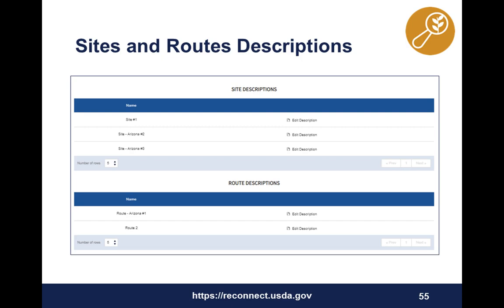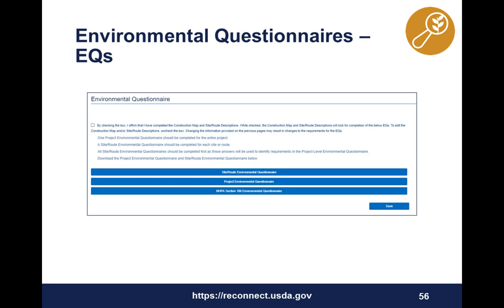Please note that all site and route descriptions must be complete prior to moving on to the environmental questionnaires section. Once the project sites and routes and underlying assets have been identified, applicants should continue by preparing the environmental questionnaires. Selecting the blue boxes will route the user to fillable PDFs. Applicants must download the PDFs in order to complete them. EQs will be required for each site and route for each service area.